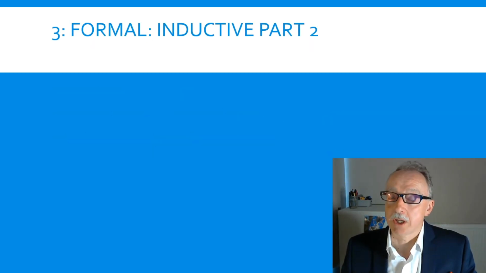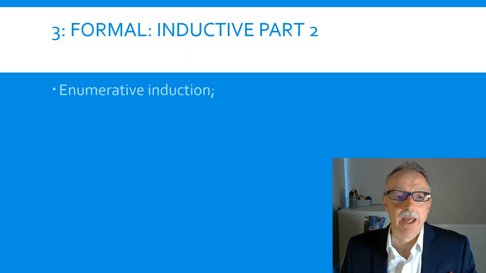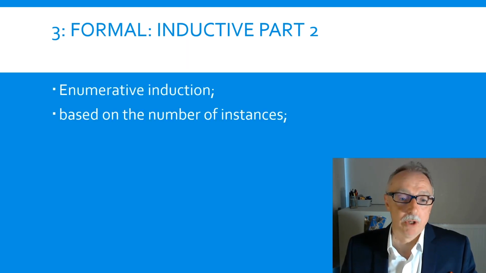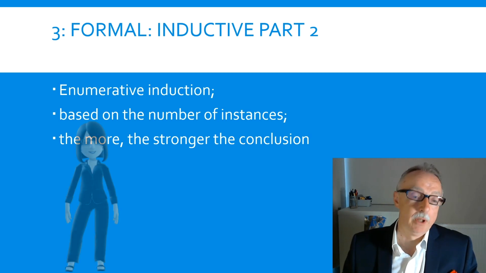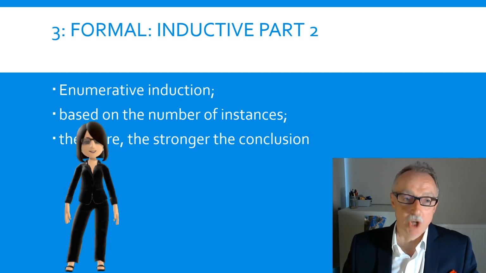So the next part of formal logic, inductive reasoning, is enumerative induction. Now, what is all that about? Well, that's based on a number of instances, and the more instances that occur, you would say that the stronger is the conclusion that you reach, and that is enumerative induction.